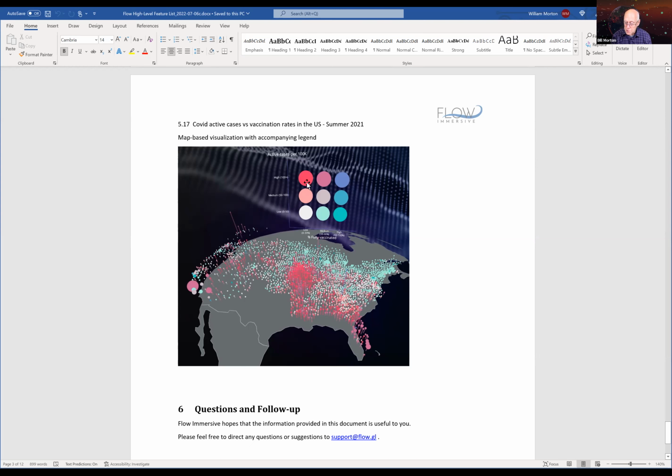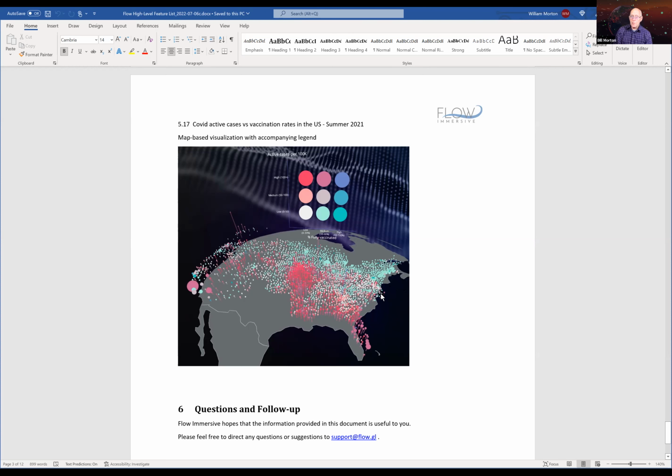So the red dots here are high infection rates and low vaccination rates. This aqua color here is low infection rates and high vaccination rates. And you can see how those occurred at this snapshot of the country at this point in time, which I think was taken in the summer of 2021. It was somewhere in that kind of time frame.